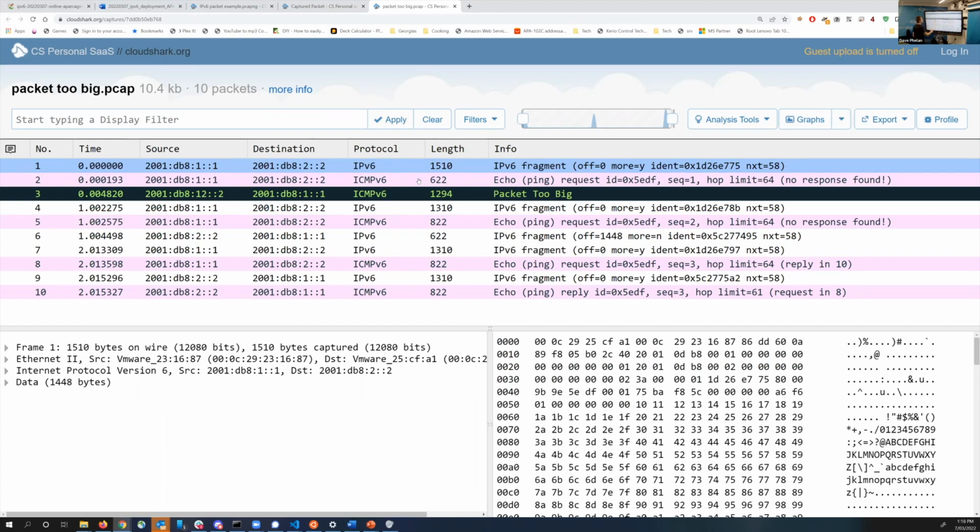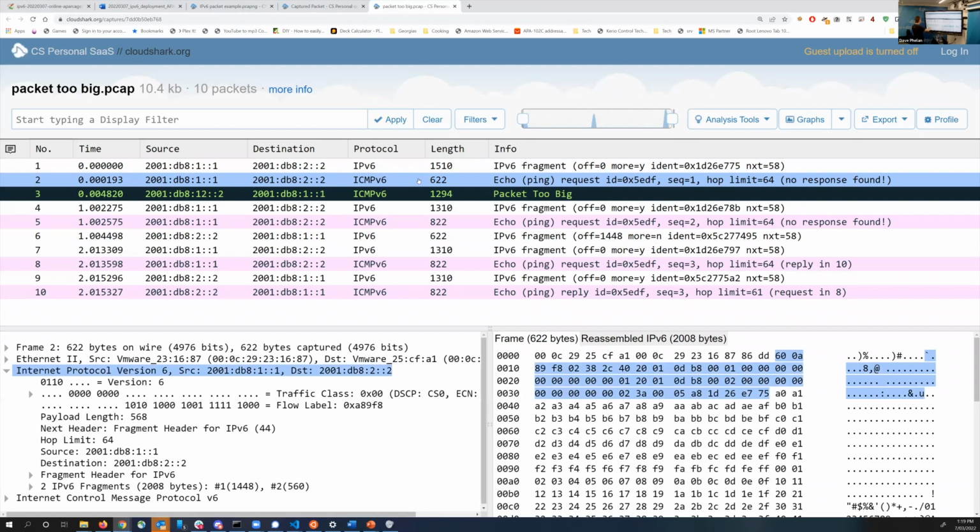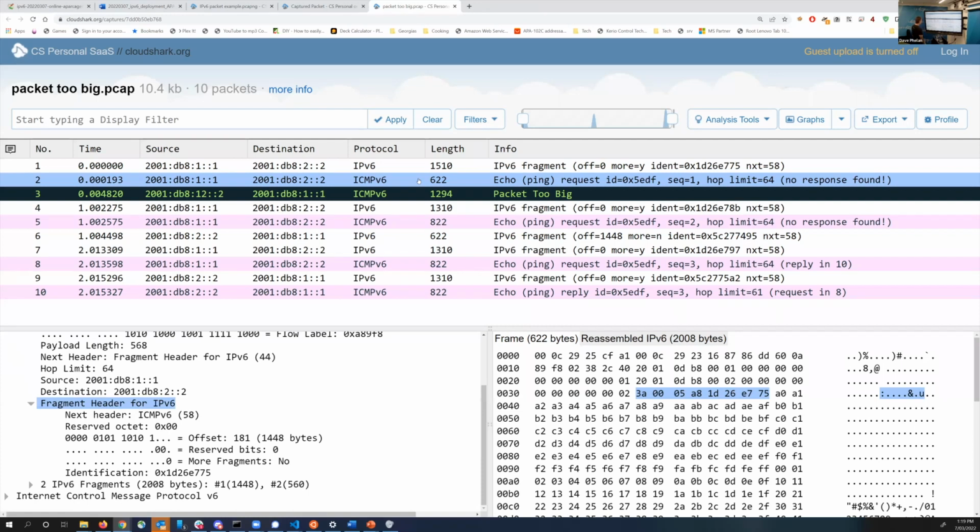So if I start at the top, we've got a V6 fragment. I'm sending a very big ping. How do I know that? I can see here that it says it's a ping. How big is it? So let's go and have a look. We've got a payload length of 568 and we've got fragments. Why have we got fragments?